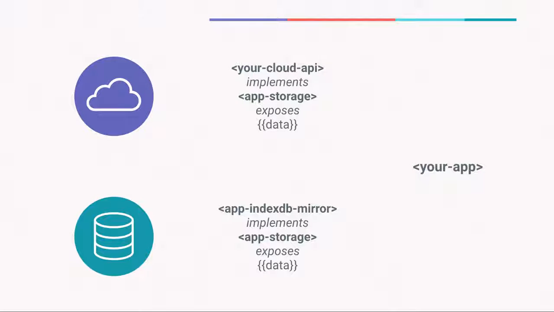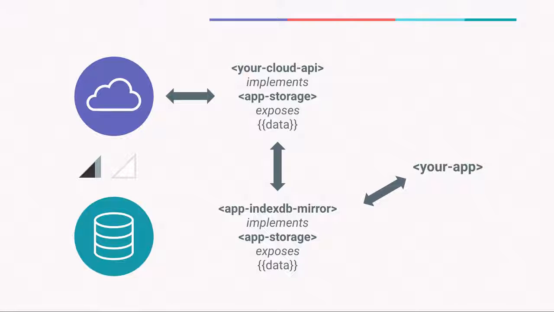You're going to build your own component that implements this app storage interface, your cloud API component, and that's going to manage communicating with your REST API in the cloud. And then you're going to use a component, app index DB mirror, that we've provided as part of the app storage components. And what that does is take any data that's passed through it, and it mirrors it into a local IndexedDB instance. And then that's going to pass data into your application. So here's how it looks when all the data is wired up. When you're online, your cloud API component has no problem interfacing with your REST API.